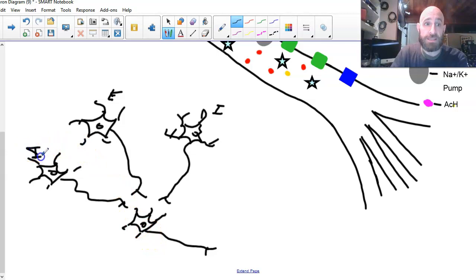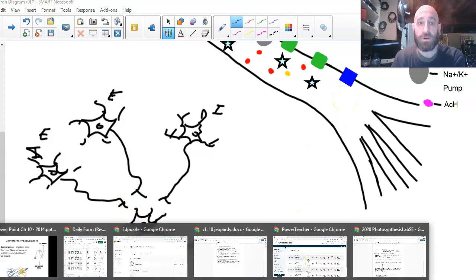If I were to switch that and have two excitatory and one inhibitory, well, now this neuron is going to be facilitated. It's going to become much more depolarized, I should say, and much more positive, closer to that negative 55. So this is that idea of summation. The number of excitatory versus inhibitory are going to determine what happens to that neuron that is being communicated with. So this is considered convergence because you have multiple neurons all affecting one single neuron.